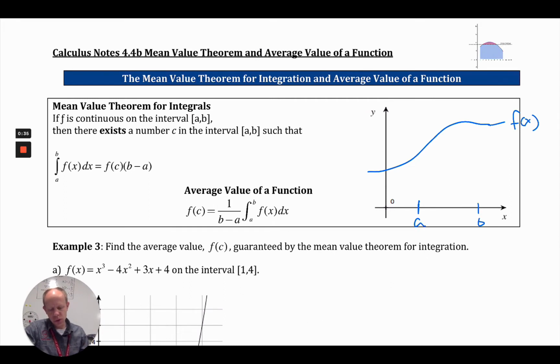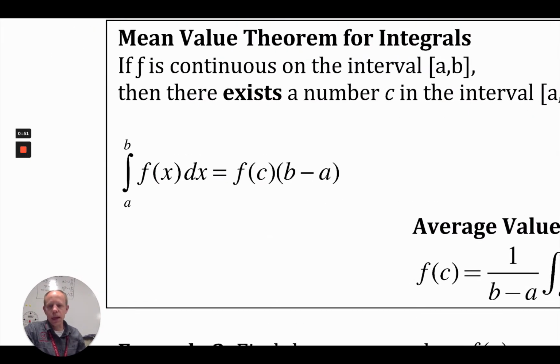So if that's true, then there's going to exist at least one number c in the interval a to b, so there's going to be a c somewhere in between here, such that the following thing is true. And that thing is the definite integral from a to b of f at x with respect to x equals f at c times b minus a. Okay, so that's the c value that we were talking about right there.